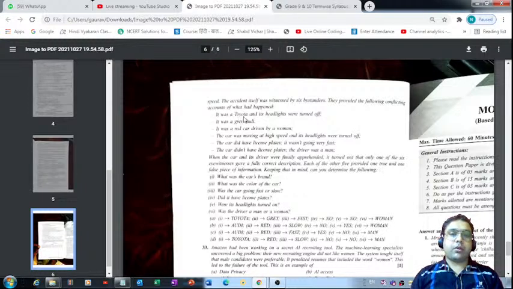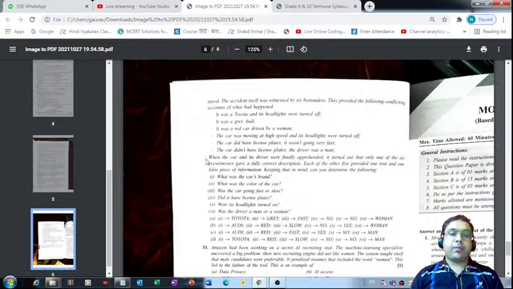It was a Toyota, and its headlights were turned off. It was a gray Audi. It was a red car driven by a woman. The car was moving at high speed and its headlights were turned off. The car did have license plates. It wasn't going very fast. The car didn't have license plates. The driver was a man.